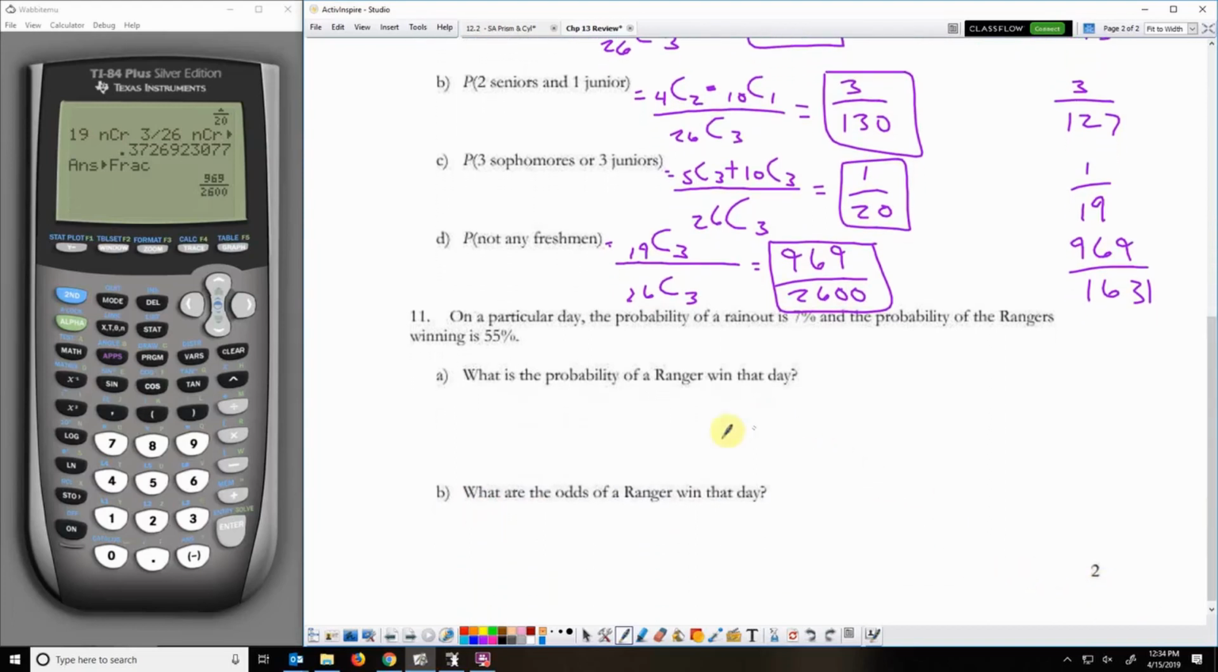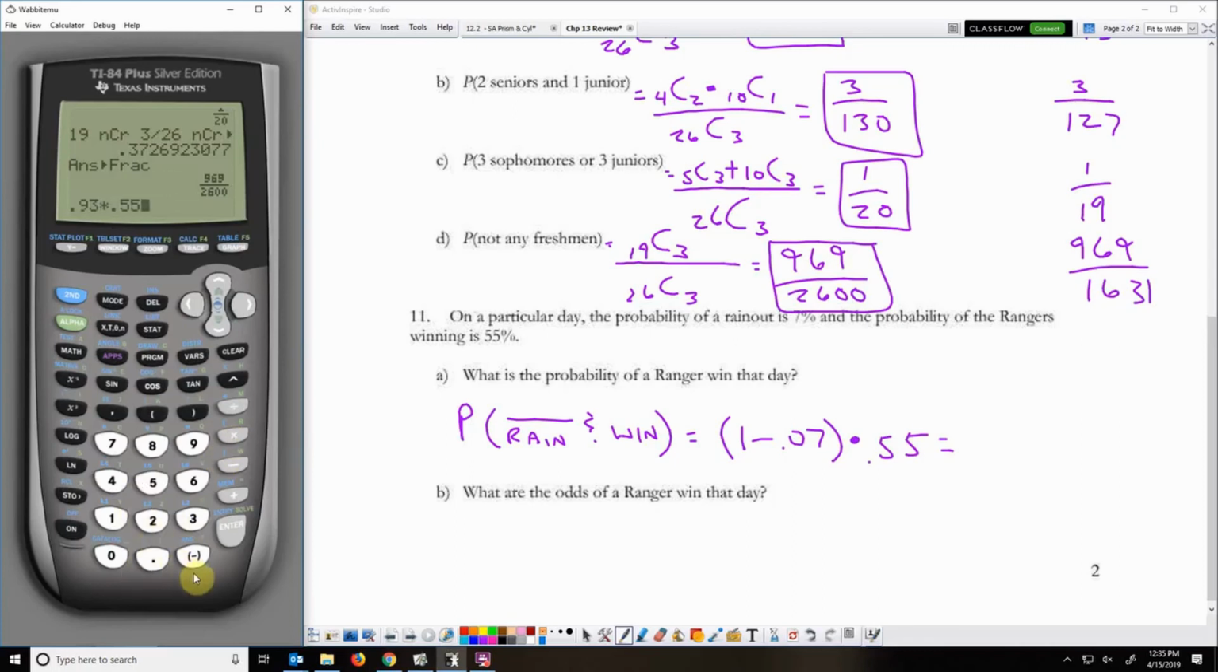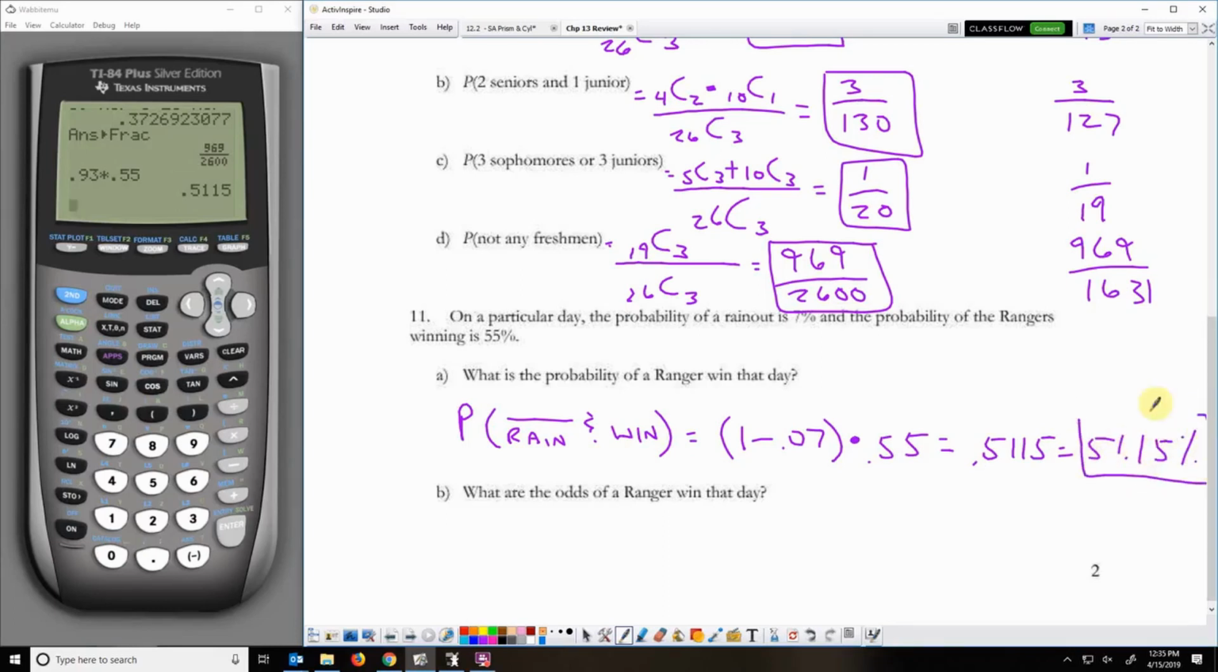On a particular day, the probability of a rainout is 7%, and the probability of the Rangers winning, if they do play, is 55%. What is the probability that they actually play and win? First of all, the probability means that there is no rain, and then that they win. Okay, so the probability of no rain. There's a 100% probability of some kind of weather, minus that 7% probability of rain is going to leave me with 93% that they're actually able to play, times that 55% probability that if they do play, they win. So that's 0.93 times 0.55. There, that is 0.5115, or a 51.15% probability that they play and win.